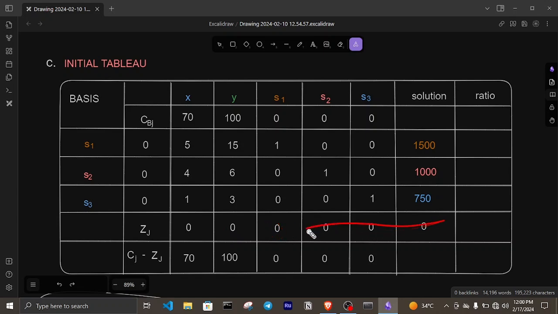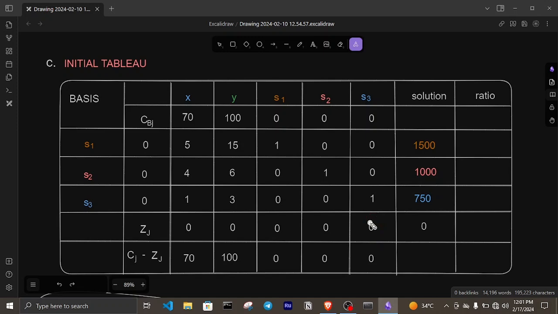Also, to get the values at the net evaluation row, which is cj minus zj, what you do is you take the value at the top from the objective function. That is, you take 70 minus this zj value, which is 0, and that gives you 70 here. You go to the top, you take 100 minus the 0 here, and that gives you 100. You take 0 from here minus this 0 on the zj, and that gives you 0. So you are doing a subtraction between this top value and the value down here to give you the net evaluation row.